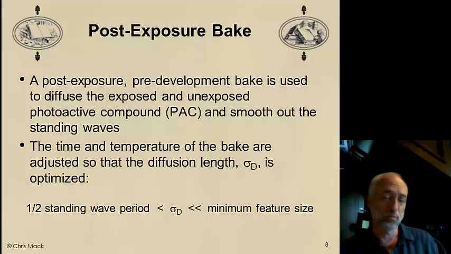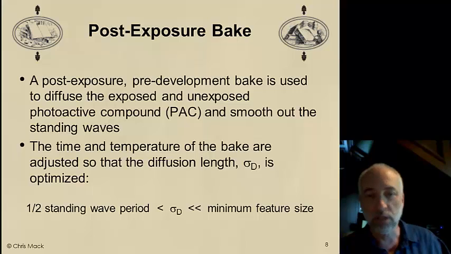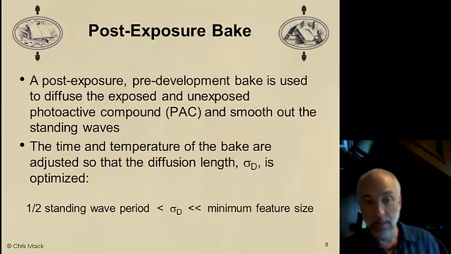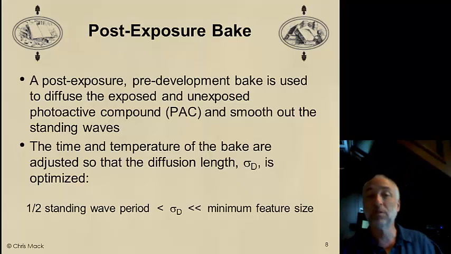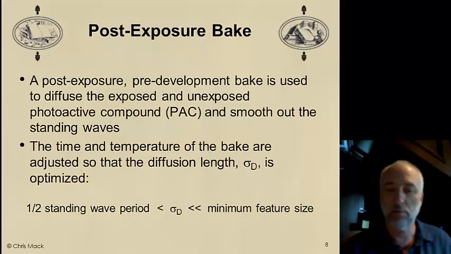As a result, by the time we switched to 248 nanometer lithography, we stopped using post-exposure bakes as a method of reducing standing waves. In fact, we didn't stop using post-exposure bakes, we just didn't use them to increase the diffusion length and smooth out our standing waves. Instead, we switched to using anti-reflective coatings almost exclusively as our method of reducing standing waves.